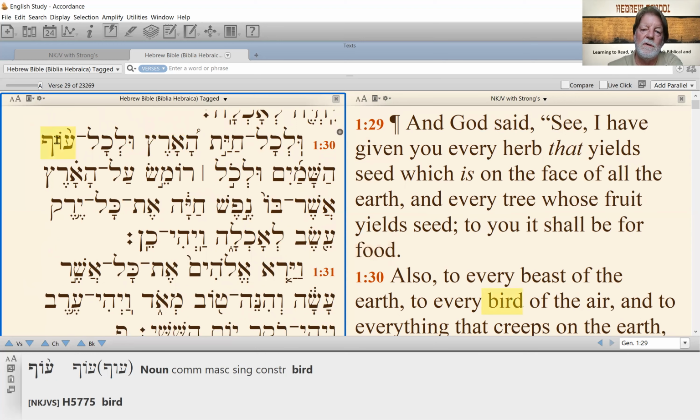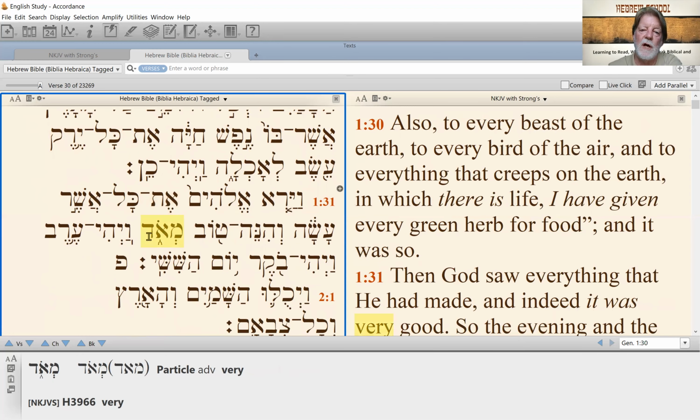Ulechol of hashamayim, and to all the birds of the heavens. Ulechol romes al haaretz, and to all the creepy crawly things upon the earth. So the plant life is going to be food for all the creatures. Asher bo, which is in it, nefesh chayah, a soul that is living, et kol yerek esev, all the green grass, the plant life, le'ochlah, for food. Vayehi chen, and it was so.